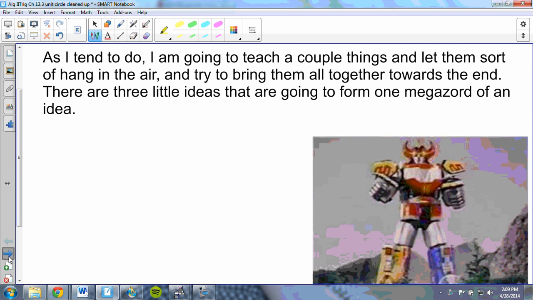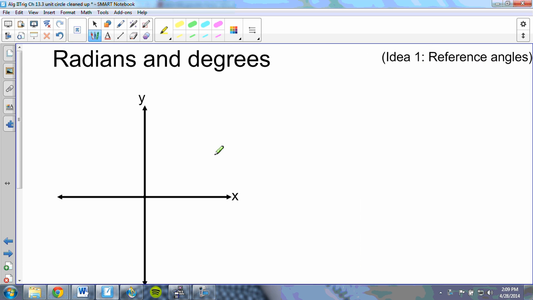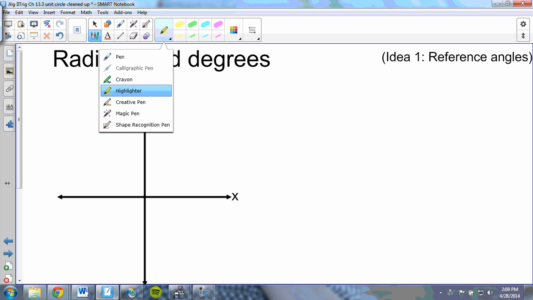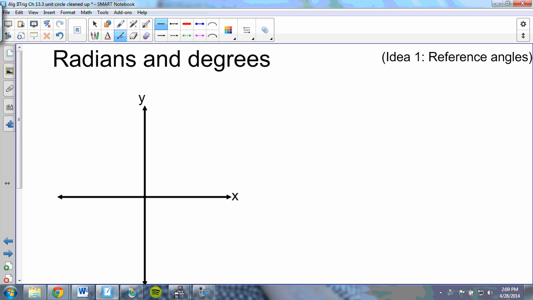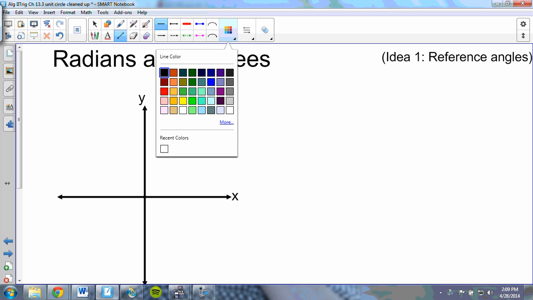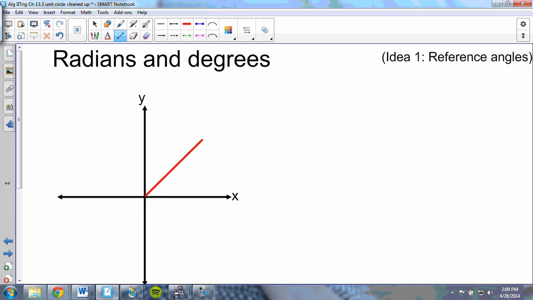are from Power Rangers. The first idea is about reference angles and degree, or radians and degrees, but really reference angles. If I draw some angle, like so, that can be measured in radians or degrees, either of those measure angles.